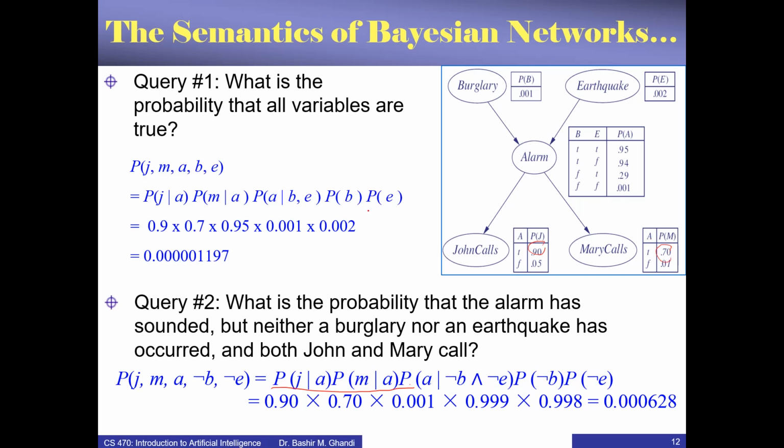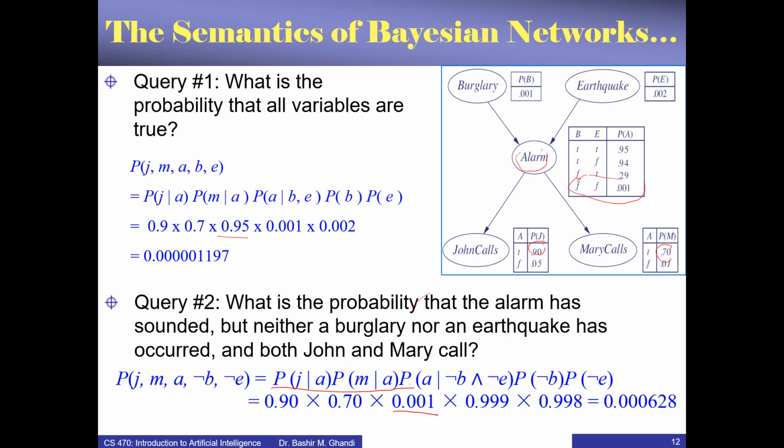But for the alarm, we are looking for the value for which both the burglary and earthquake are false. So we're actually interested in this row this time. This is the row we're interested in. And therefore our value is 0.001, not 0.95 as we saw before. Alright, so that's the probability of A given not B and not E.